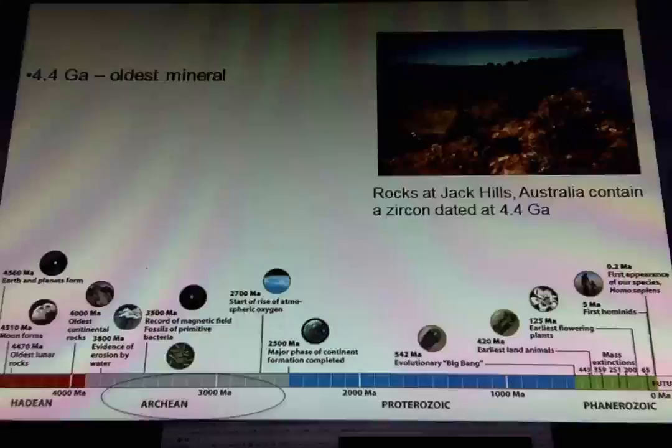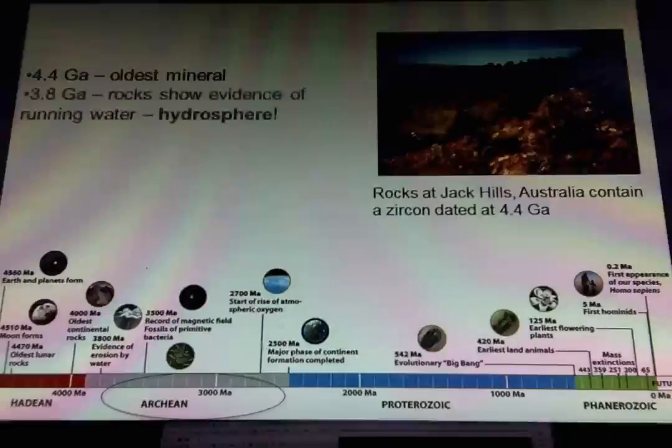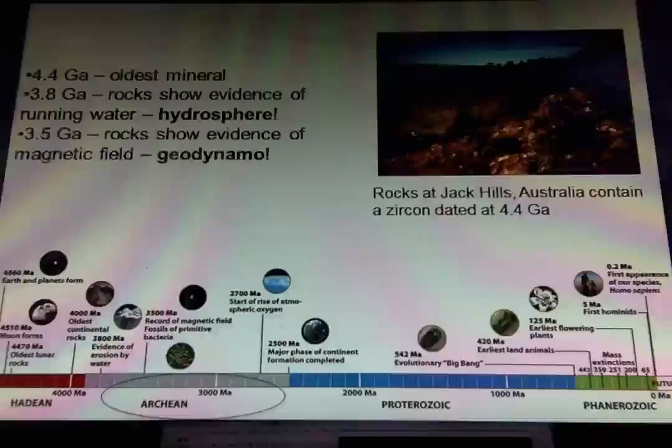So it took 100 million years or more for the first minerals to form because it was too hot for them to solidify before that. So there are rocks in Jack Hills in Australia that contain zircon, a mineral that we know is 4.4 billion years old. 3.8 billion years ago, rocks began to show evidence of running water. So ripples appearing on the surface, erosion being recorded. 3.8 billion years ago, we know that the hydrosphere had started to form. There was water flowing on the surface.